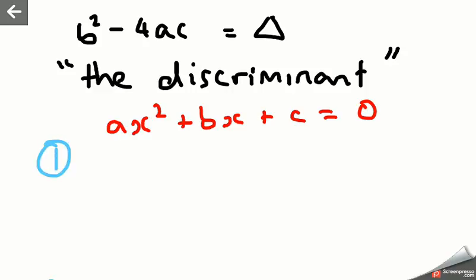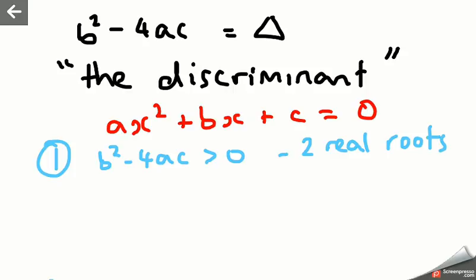The first category, number 1, b squared minus 4ac bigger than 0. Then we know that there are two real solutions. Another word for solutions is roots, two real roots. The root of the equation is the solution of the equation. Maybe it's called root because it cuts through the x-axis at that point. I don't know. But two real roots.